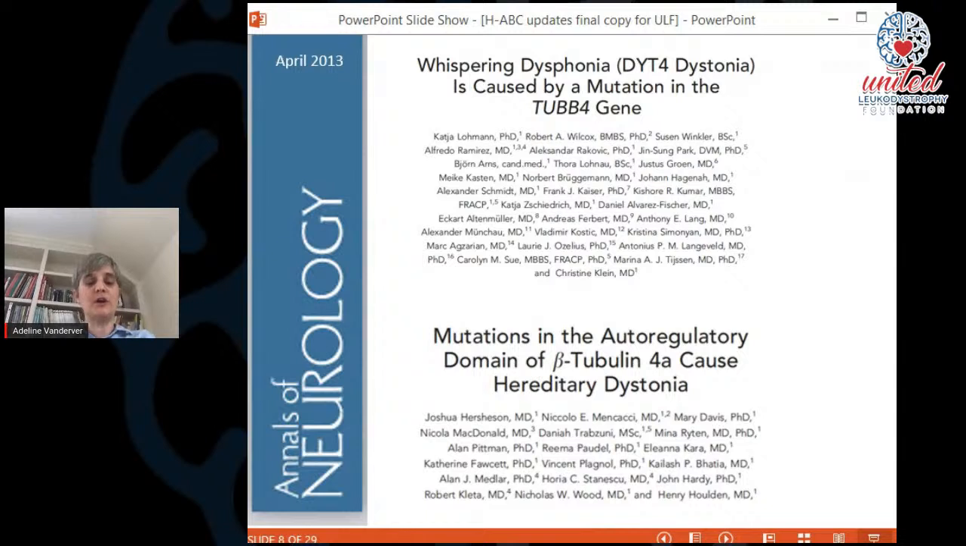But I think it's important also to know that at about the same time as we identified the gene for TUBB4A being associated with HABC, other groups identified TUBB4A as being associated with something called whispering dysphonia, which is an adult onset condition where patients really only have some adult problems with movement happening typically in their fourth or fifth decade of life, and then something called whispering dysphonia, which means that their voice is affected.